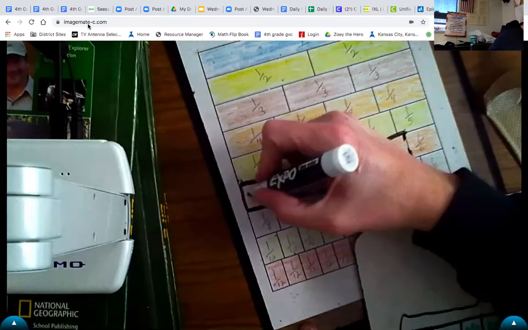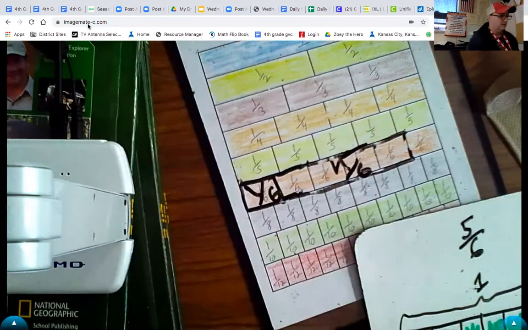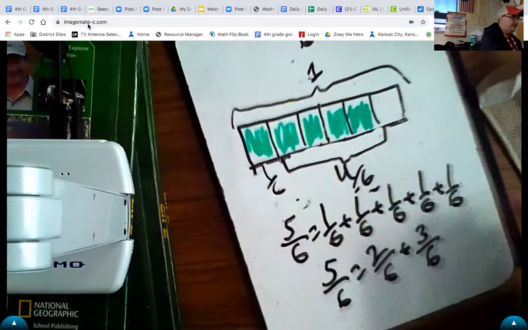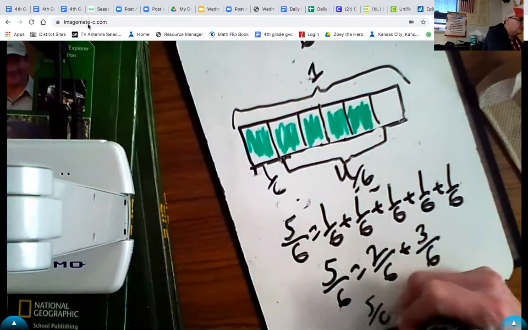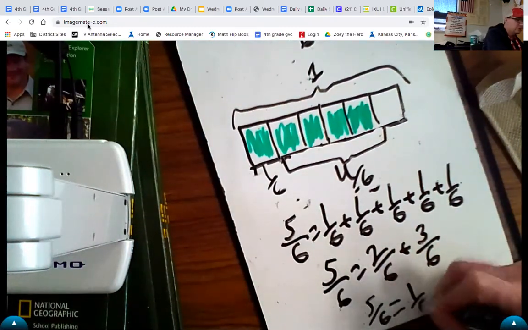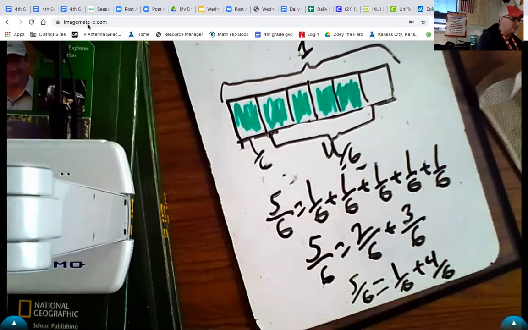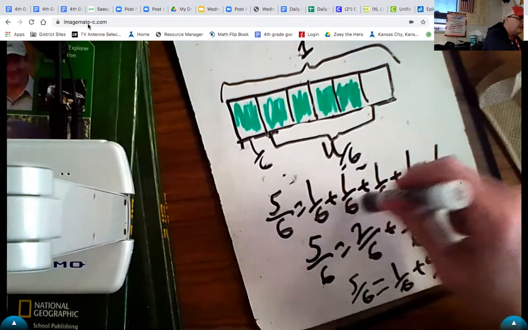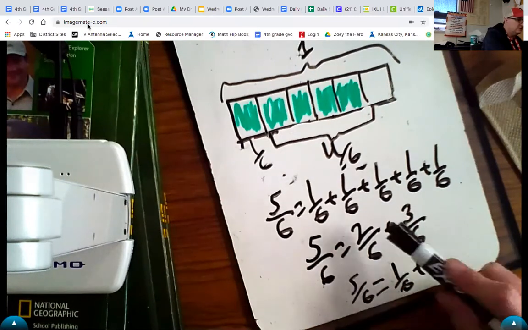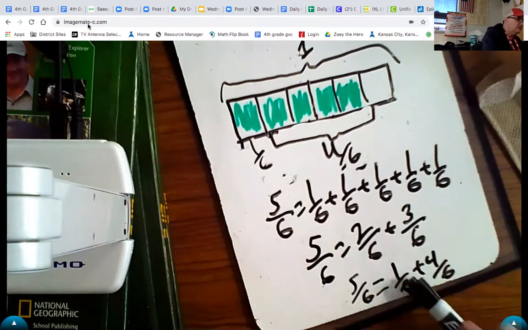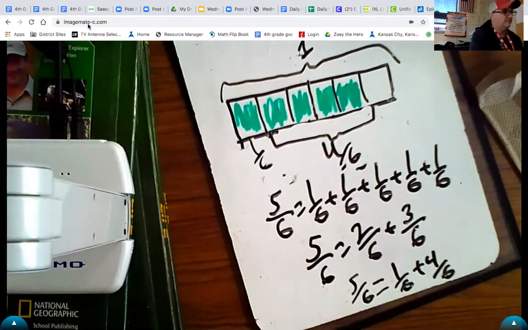And here we've got 1/6, right? So that shows that 5/6 equals 1/6 plus 4/6. So there are three ways to decompose 5/6. All unit fractions, 2/6 plus 3/6, and 1/6 plus 4/6, right?